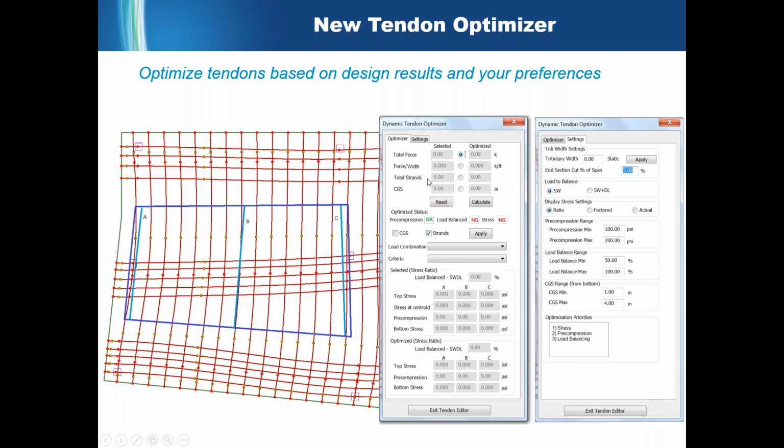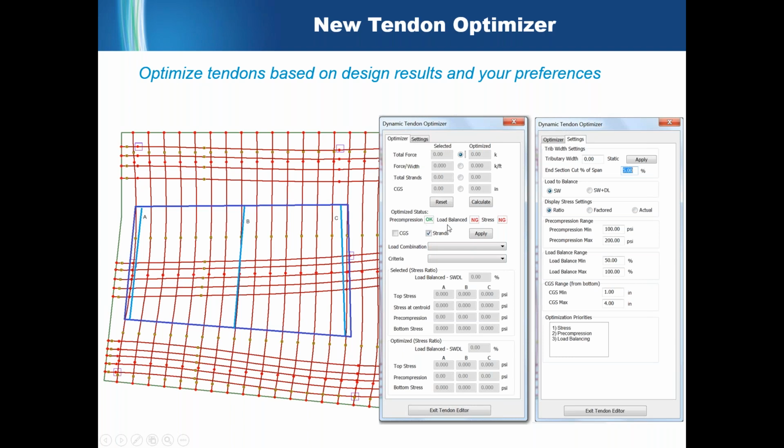This optimizer over here, you can see we had something like this before, and now it's been really expanded. So when you select a span, the program will tell you what your total force is, the force per width, the total number of strands, and the average CG. It will automatically calculate that without you having to do anything. If you make changes here or changes in the model, then you would hit calculate to update.